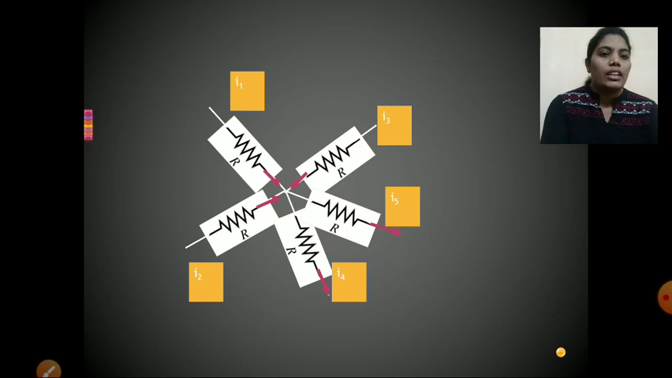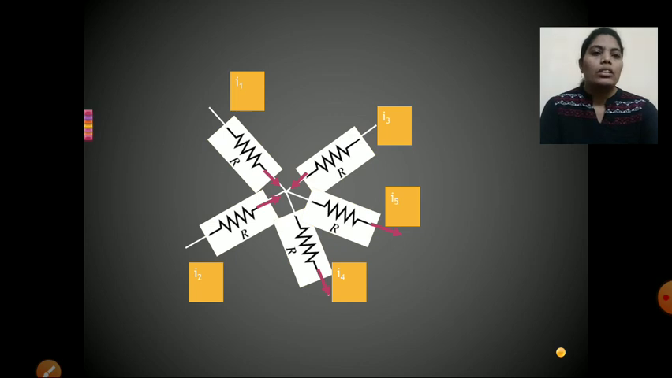Generally at junctions, I'm not talking about an electric junction now, a junction is a place where many roads meet. At this junction, the vehicles or the persons who are moving won't all move towards the junction or all move away from it. Some may move towards the junction and some may move away from the junction. Similarly, here we are considering currents. You can see I1, I2 and I3 are flowing towards the junction, and I4 and I5 are flowing away from the junction.